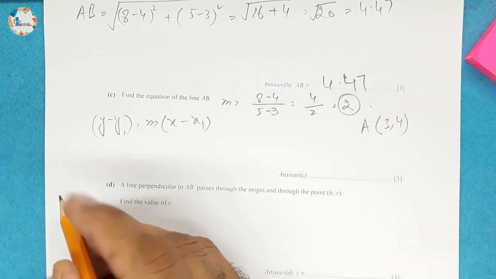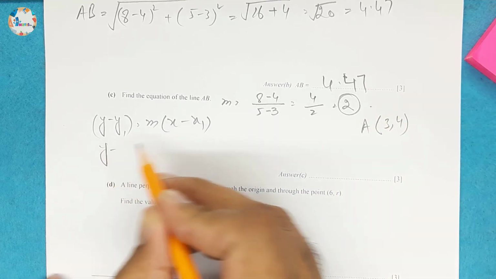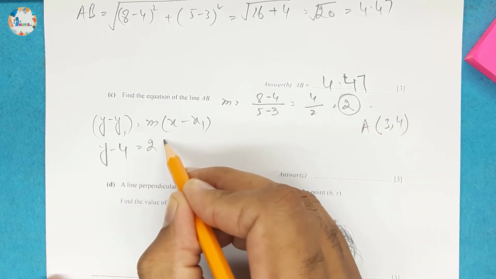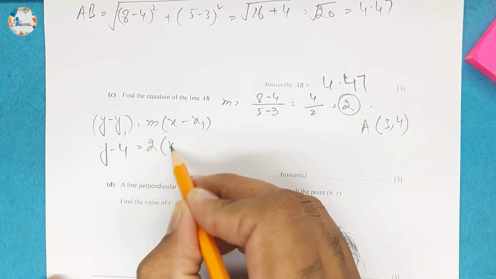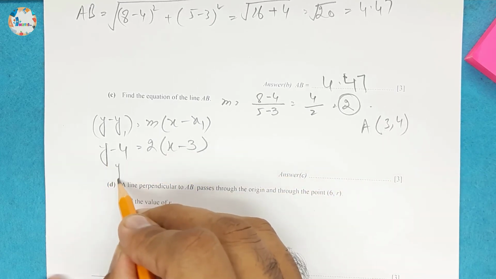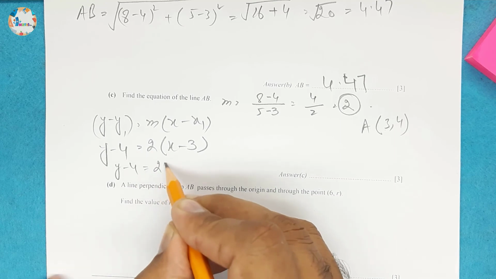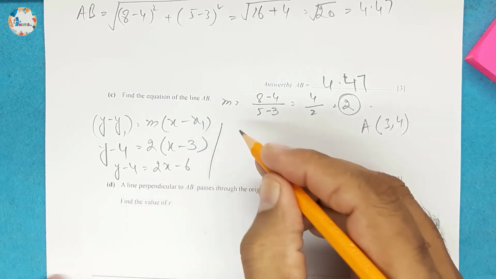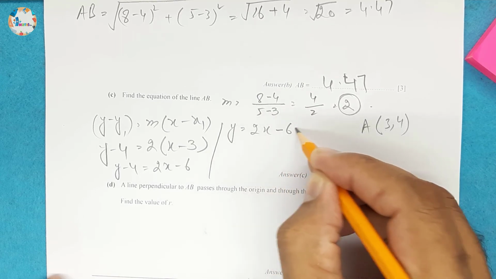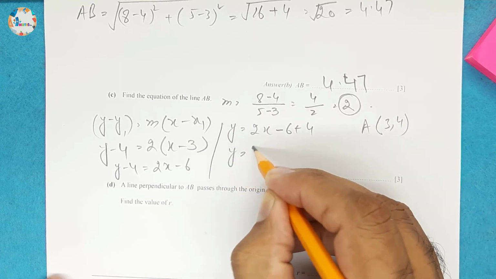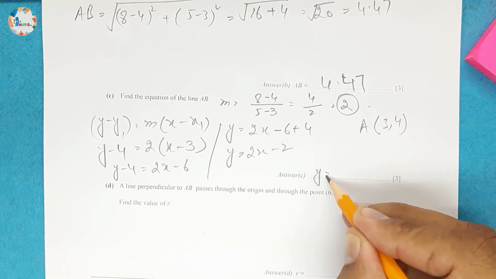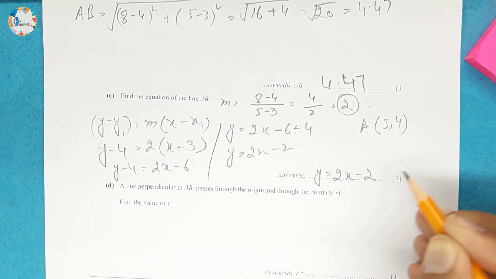This is basically a point which we will be using. So y minus this 4 is equal to m value, which is 2, into x minus x1, which is 3. So now we can open this. Y minus 4 is equal to 2x minus 6, and this implies y is equal to 2x minus 6 plus 4. So y is equal to 2x minus 2. This will be our final equation. Y is equal to 2x minus 2.